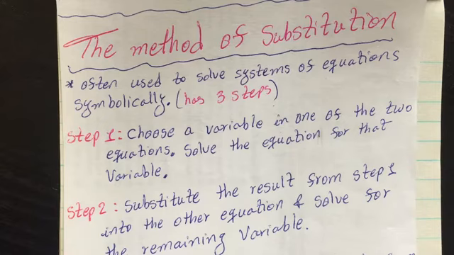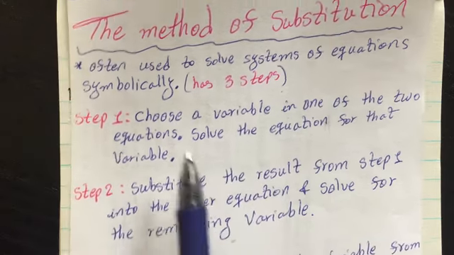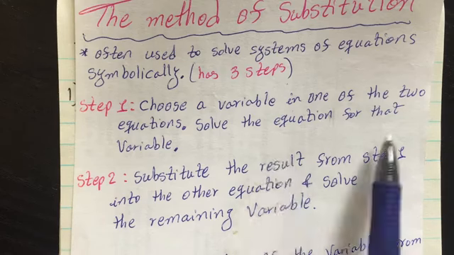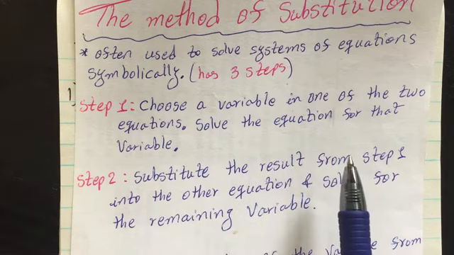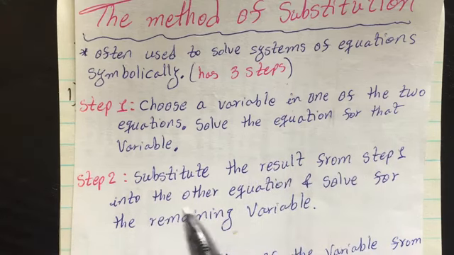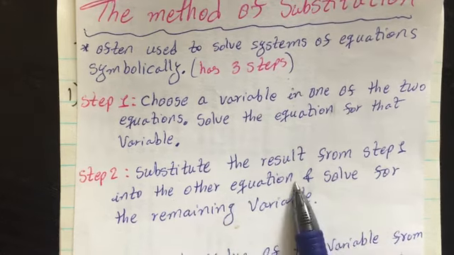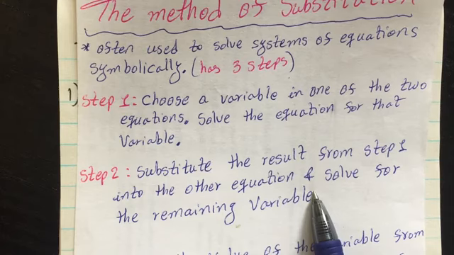In this video, I'll talk about the method of substitution, which has 3 steps. The first step says to choose a variable in one of the 2 equations. Solve the equation for that variable. Step 2, substitute the result from step 1 into the other equation and solve for the remaining variable.